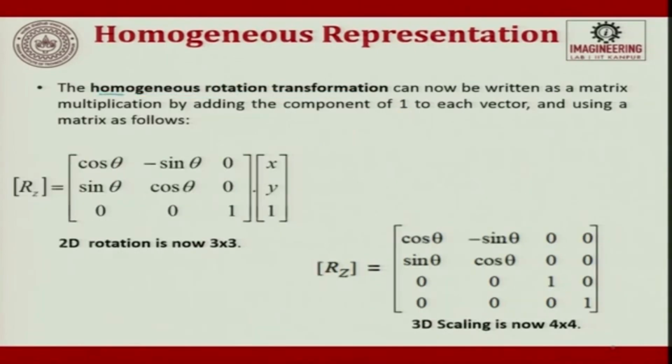When we talk about the homogeneous rotation transformation, it can now be written as a multiplication by adding the component 1. This was the 2 cross 2 which you studied. Now, that 2D homogeneous representation is called 3D. So, you try to express it in this form. This is for rotation about Z. The same rotation about Z in 3 cross 3 form will be something like this.